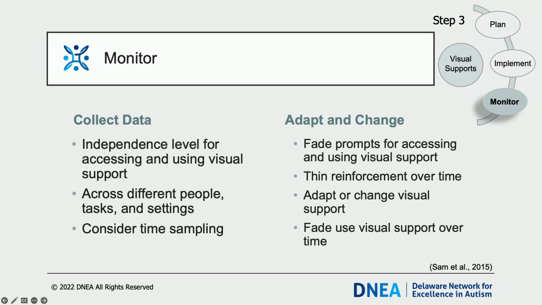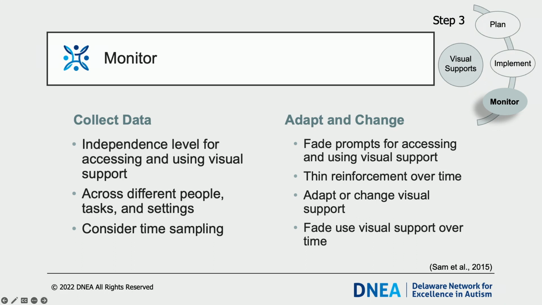It's important to collect data on the independence level for accessing and using the visual support. Some things you might want to consider are: are they using their schedule? Are they looking at the timer they're using? Are they following the environmental labels? Are they keeping their chair within the boundary? After teaching individuals to use visual supports, it's important to note if they are accessing or using them in different tasks, settings, and with different people.